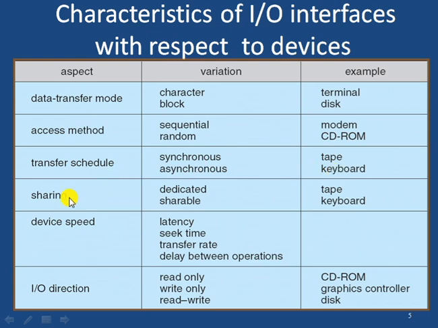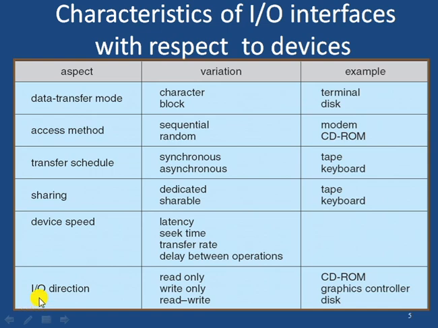Sharing is another aspect: dedicated or shareable. Dedicated means non-shared, like tape drives, which are not shareable, while the keyboard and printer are shareable. Like that, there are some devices which can be shared. Next is device speed. There are a lot of variations in device speeds. We can calculate the latency, seek time, transfer rate, and delay between operations. Most of the time we calculate these variations for disk drives.